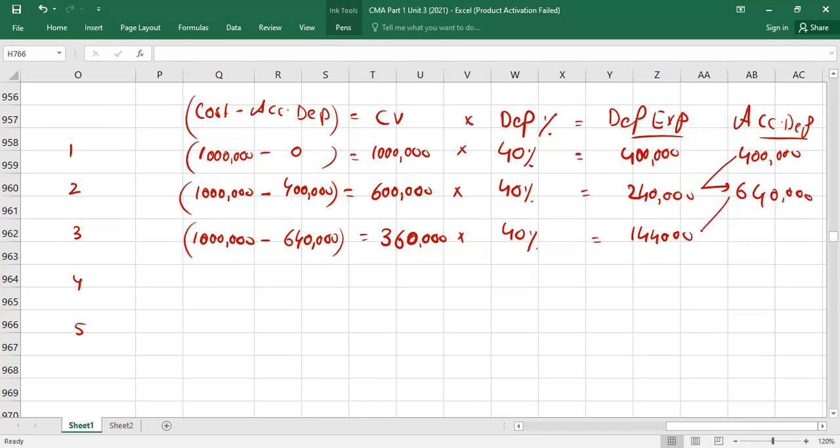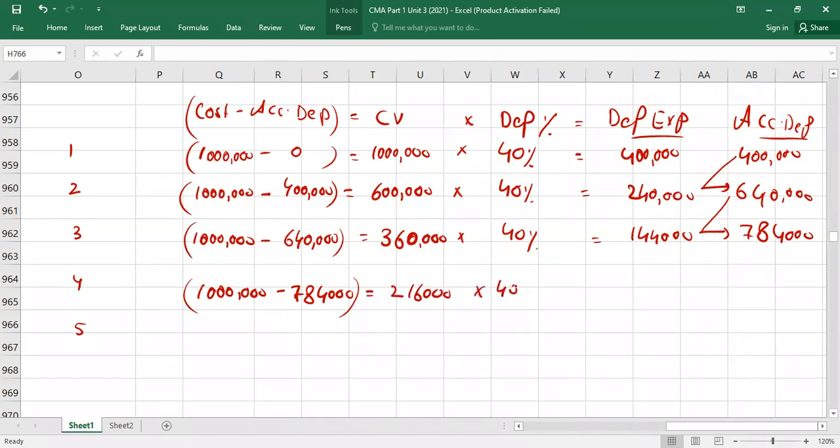$144,000. Now accumulated will be how much total? Can you add? 784,000, right? Now again, see what's the magic now. We are moving to the actual magic side. So 1 million minus 784,000. It will give you the carrying value, how much?